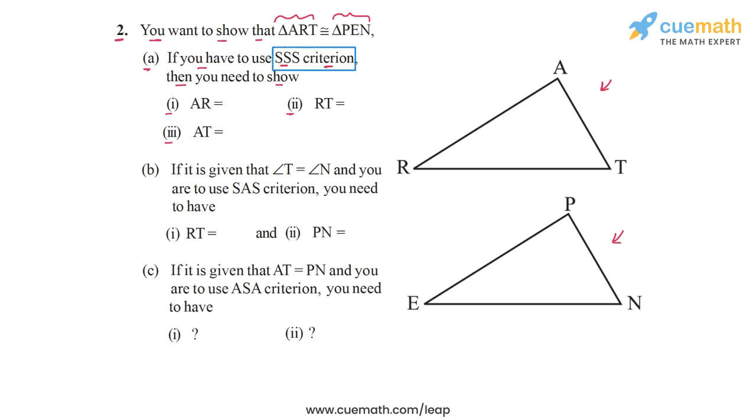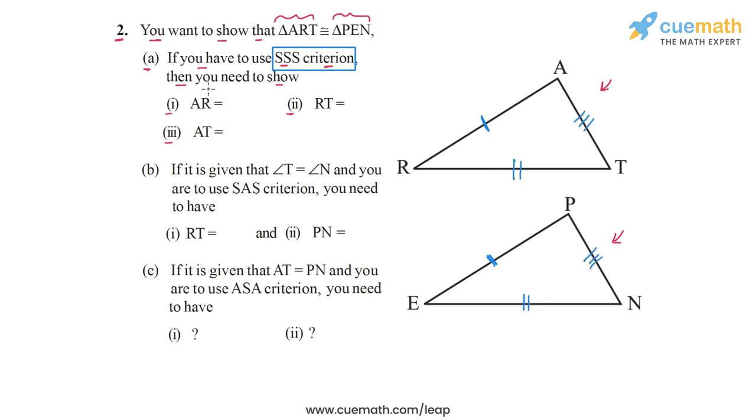To use the SSS criterion, the three sides of one triangle have to be equal to the corresponding three sides of the second triangle. So AR has to be equal to PE. Let me actually highlight these for you. AR has to be equal to PE. Then RT has to be equal to EN. And then AT has to be equal to PN.